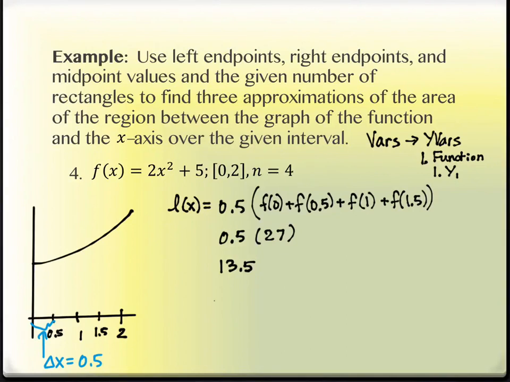Okay, so for your right-hand endpoint, it'll be very similar, right? It's the same width, so the 0.5. And then instead of starting at f of 0, you're going to start at f of 0.5 because you need the 4 right-hand endpoints. So it's 0.5, 1, 1.5, and 2.